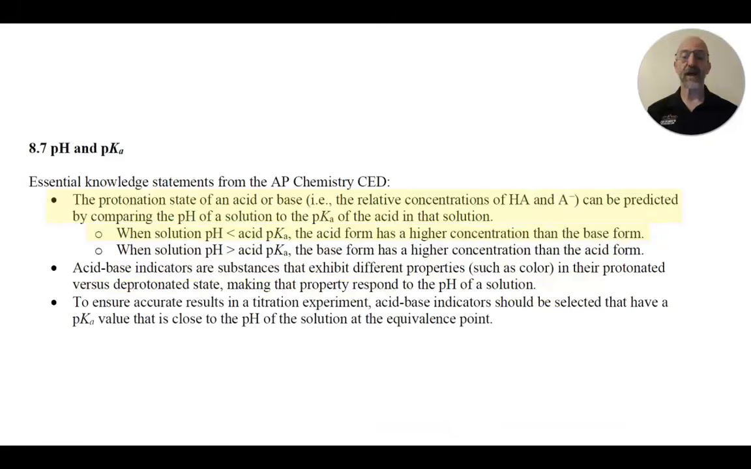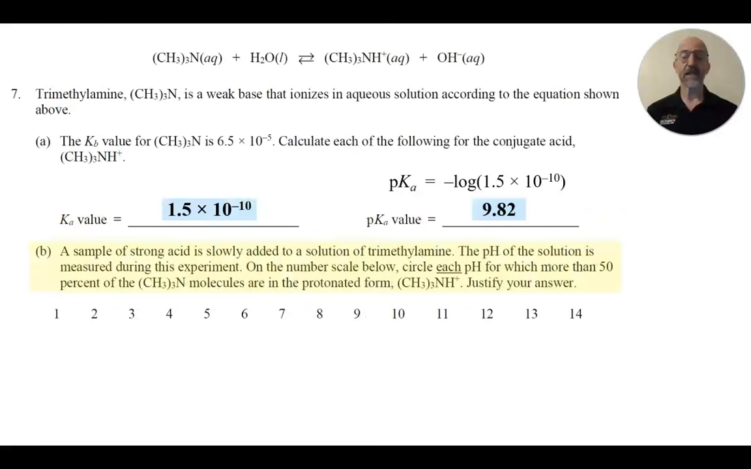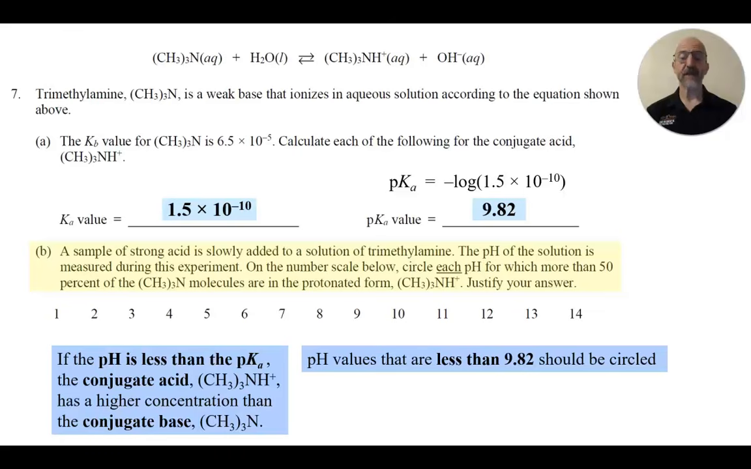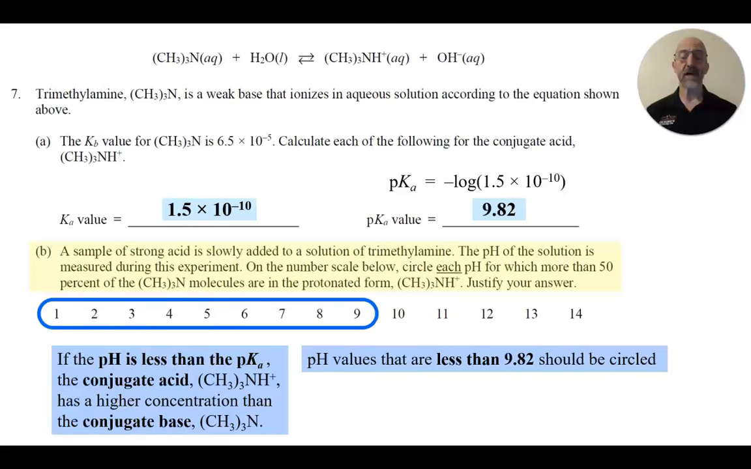Well, as you can see, that would be when the solution pH is less than the pKa. So when pH is less than pKa, then the acid form has a higher concentration than the base form. Let's figure out which pH values we should circle. We're looking for a pH that is less than pKa. So if the pH is less than the pKa, then the conjugate acid has a higher concentration than the conjugate base. So in part B of question 7, we should circle the pH values that are less than 9.82. So that would be pH 1 all the way to pH 9. Those are the pH values that should be circled.